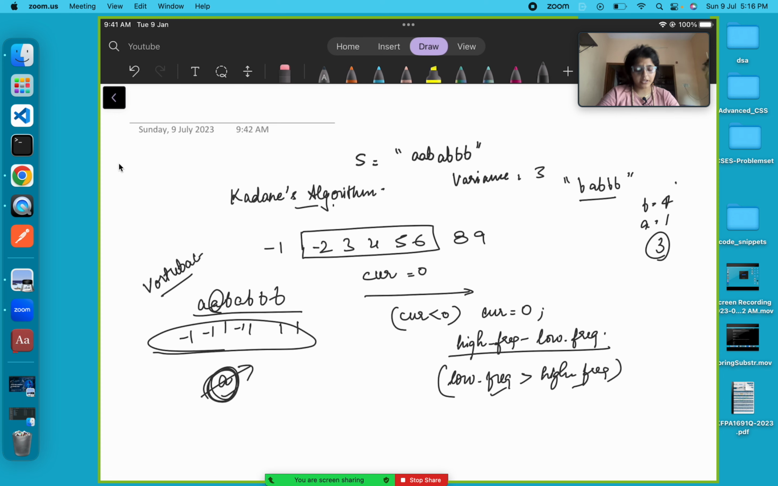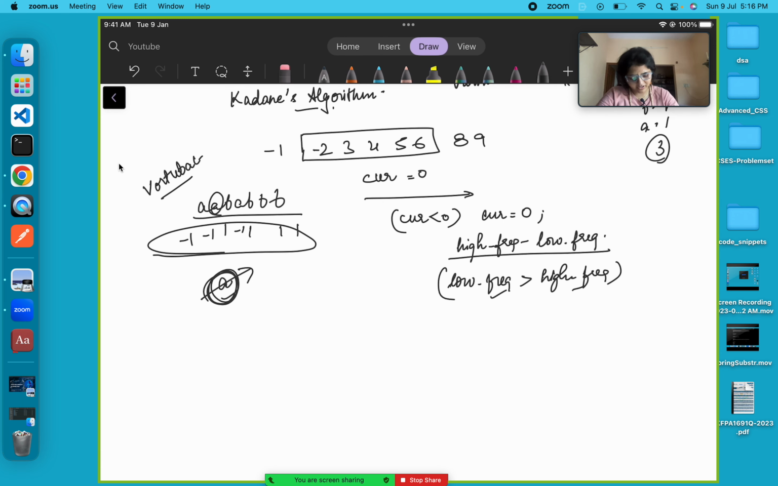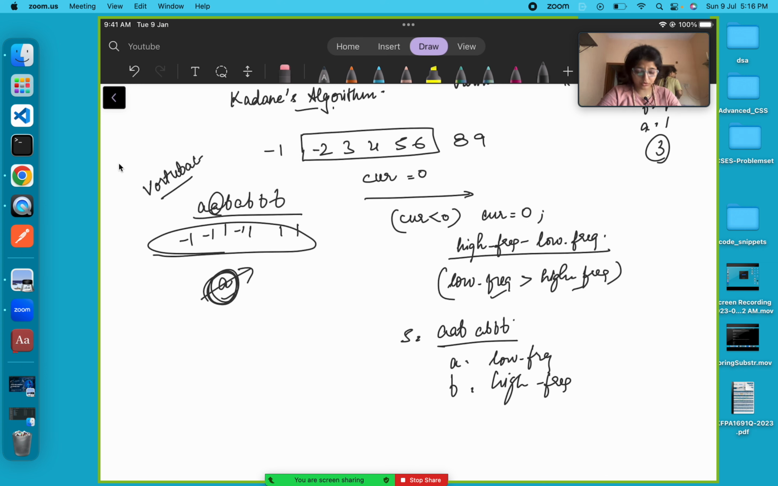So my approach is so simple. This is a string, and you assume that A is your low frequency variable and B is your high frequency variable. You just assume it and solve the question by it. But it may be the case that B is the low frequency and A is the high frequency. For that case, just reverse the string and do it again.